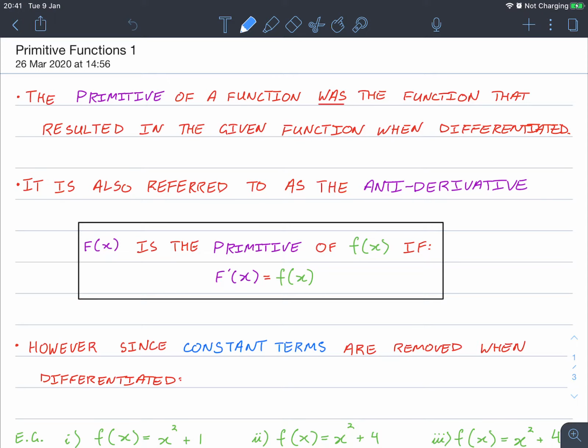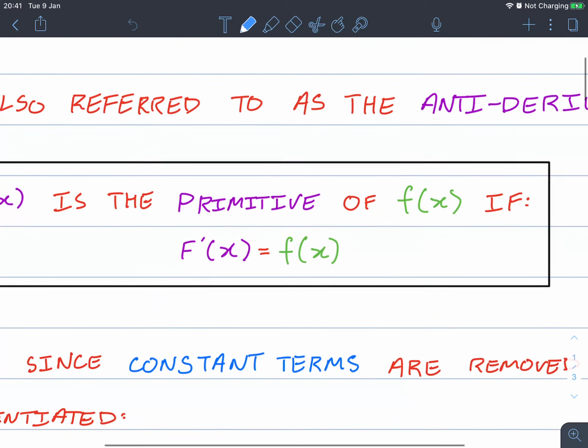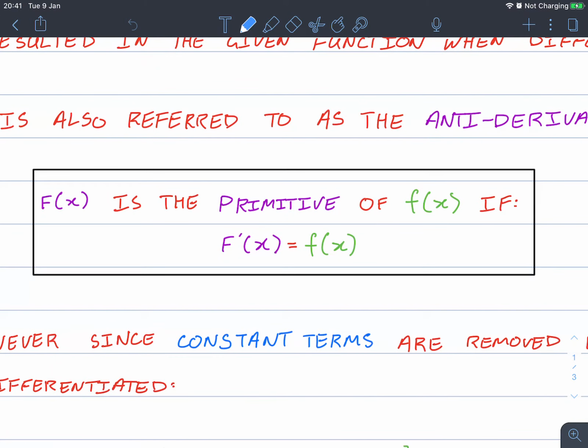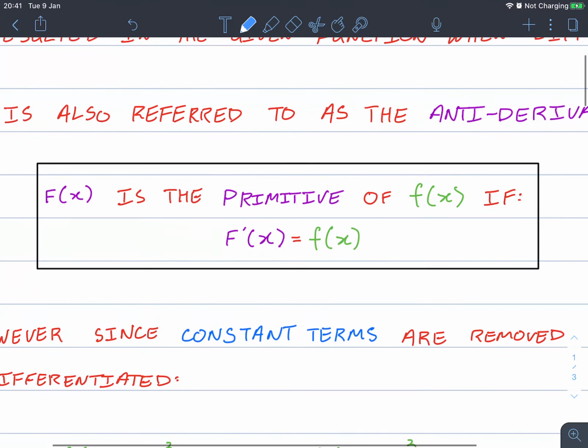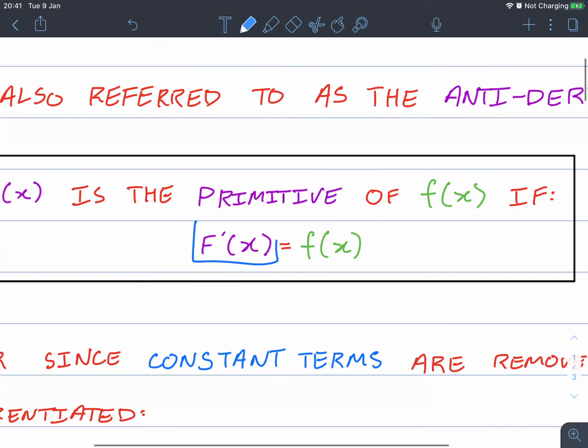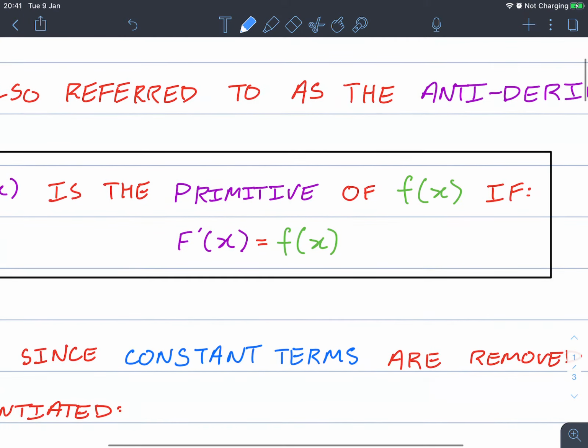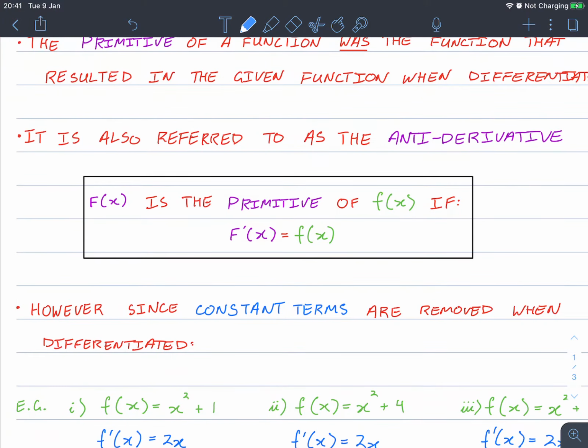The primitive of a function is the function that results in the given function when differentiated. It is also referred to as the antiderivative. So in simple terms, capital F of x is the primitive of f of x if we differentiate the primitive, we come back to our given function.